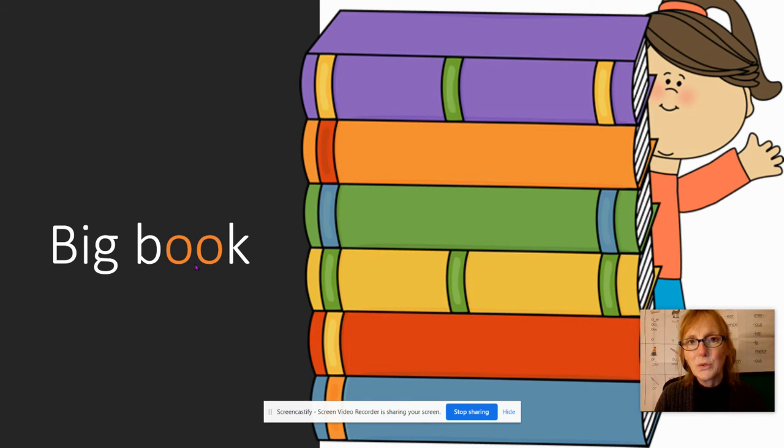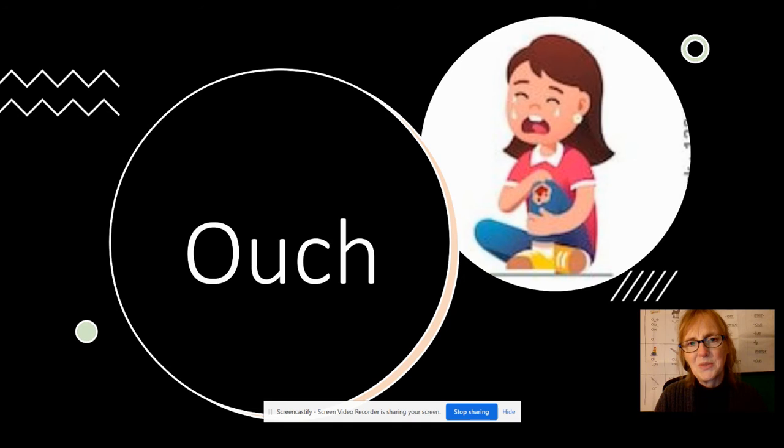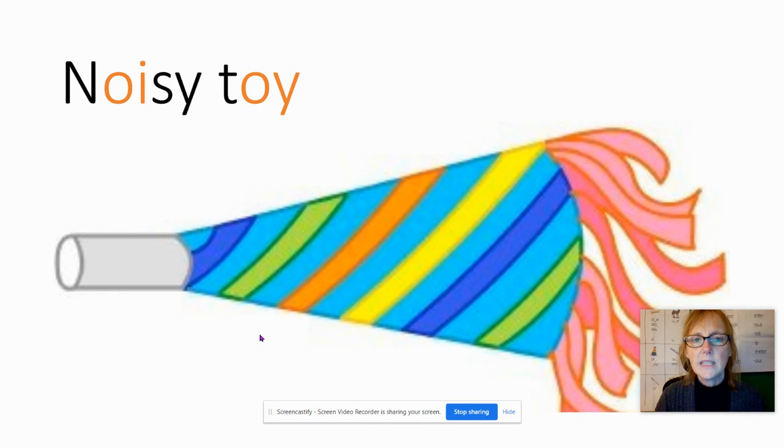And the short double O sound, which is like in big book. Both are spelled double O, but they make two different sounds. So these are the things that we keep in mind to remember them. Big book, hoot owl. The OU, as in ouch, that's the ow sound that can be spelled OU or OW, depending on the word. Noisy toy, we have the oi sound spelled either OI here in noisy or OY here in toy.